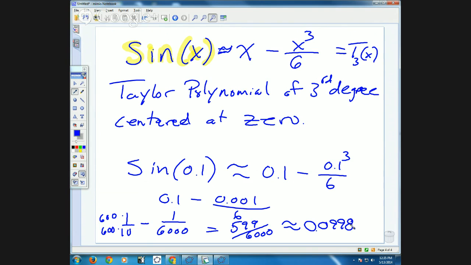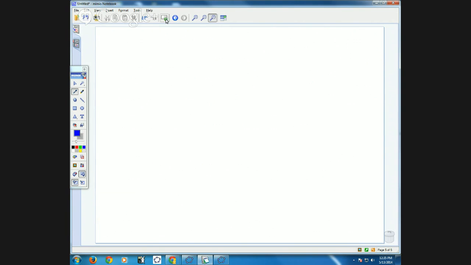Okay, so here's the question. On what interval can I use this to do approximations? Because at some point, it's not going to be so good. Like, what if I tried to use this to find the sine of 10? If I tried to use the sine of 10 here, I'll get 10 minus 1,000 over 6. Do you think that's really anything close? That's way off. I don't think so.